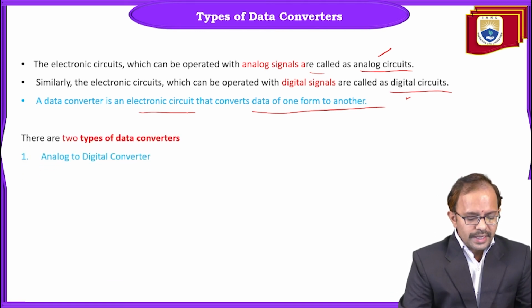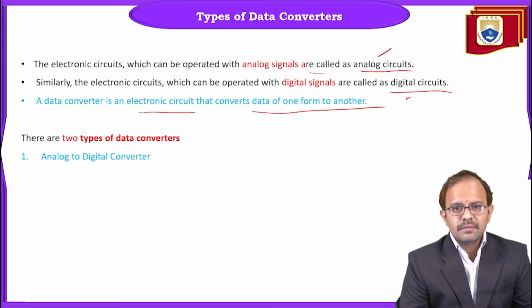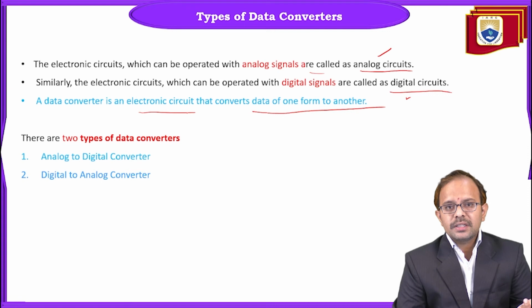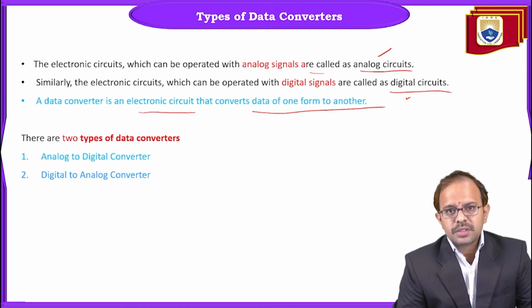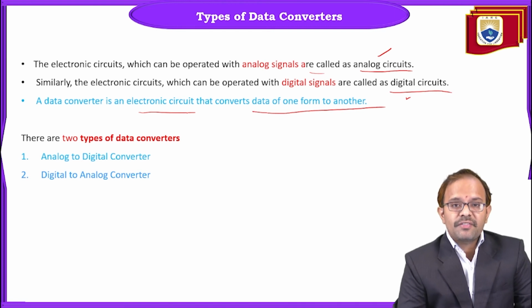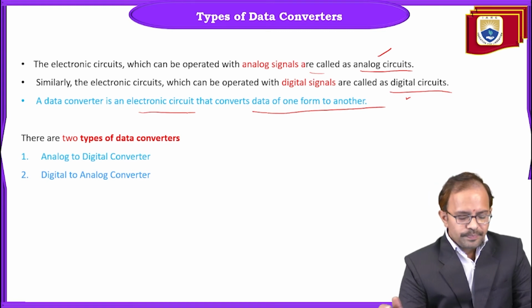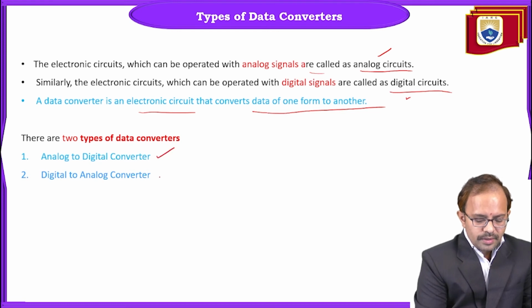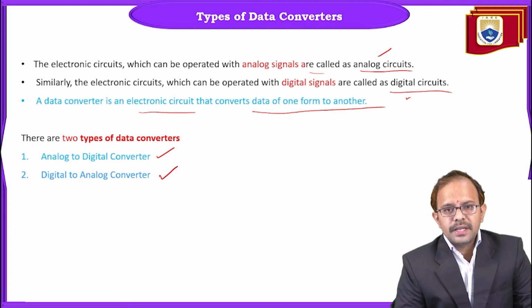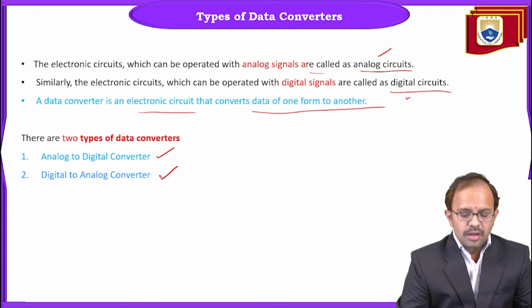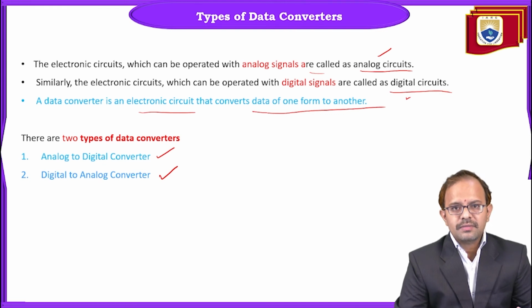So there are two data converters. We define a data converter in two ways: as an electronic circuit or as an interface. Understand, a data converter is an interface, or it is nothing but an electronic circuit. Basically there are two types: it can be an analog to digital converter, or it can be a digital to analog converter. So you can understand this as an interface or an electronic circuit.